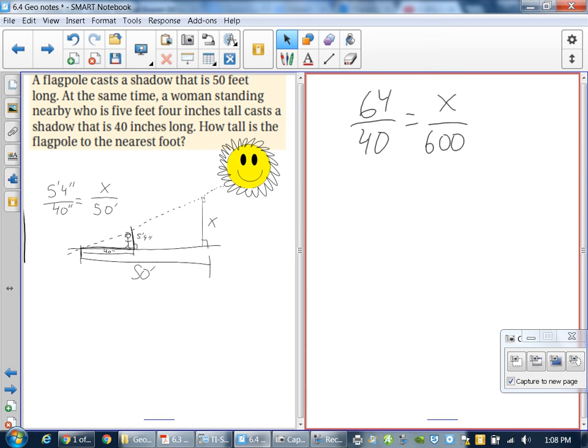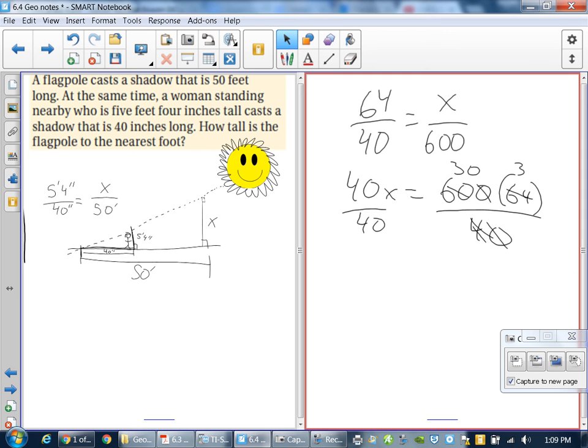Does it matter at all if I simplify the 64 over 40? Nope. It does not matter because you're using a calculator. If you cross multiply and solve it, you're still going to get the same result. If you weren't using the calculator, you're trying to use your brain, it's a little bit easier, but you don't need to. Okay. So if you cross multiply out, you get 40 times x is 600 times 64, and we get x is 960 inches.